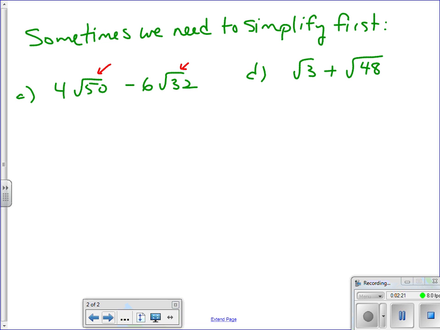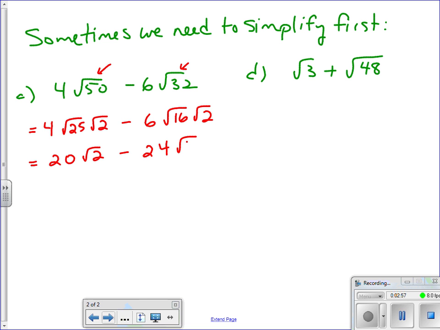And 25 goes into there, so this is going to be equal to 4 times root 25 times root 2 minus 6, and then think about what's the perfect square that goes into 32. One of them would be 4, but a larger one yet would be 16. So that gives me root 16 times root 2. Simplify, so root 25 is 5, so that gives me 4 times 5, 20 root 2, and the square root of 16 is 4. 4 times 6 is 24, so that gives me 24 root 2.